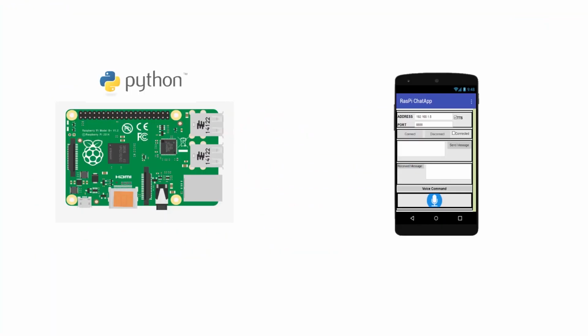The process is very simple. All you need is a script that will run on the Pi and an app that needs to be installed on a mobile device. The communication between the app and the Pi is through WebSockets. I have provided the links to the app and the script in the description of this video.